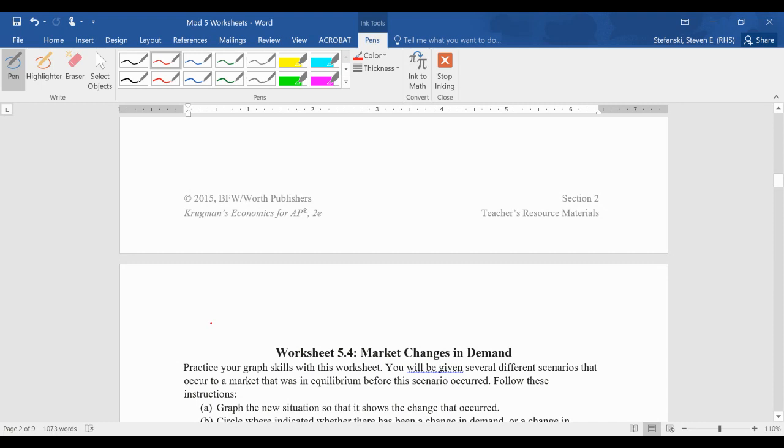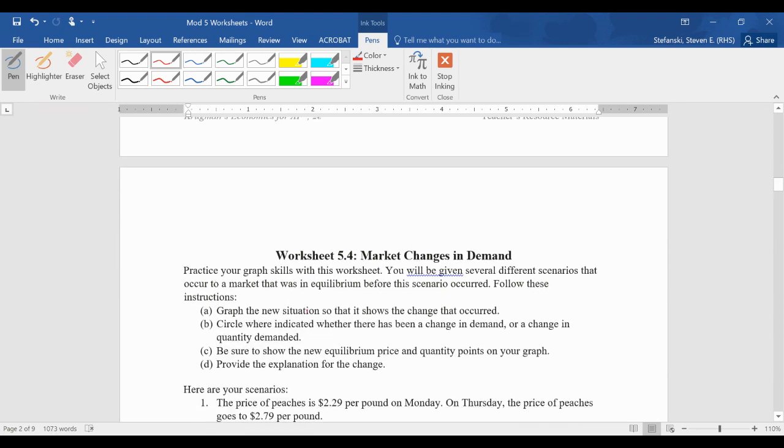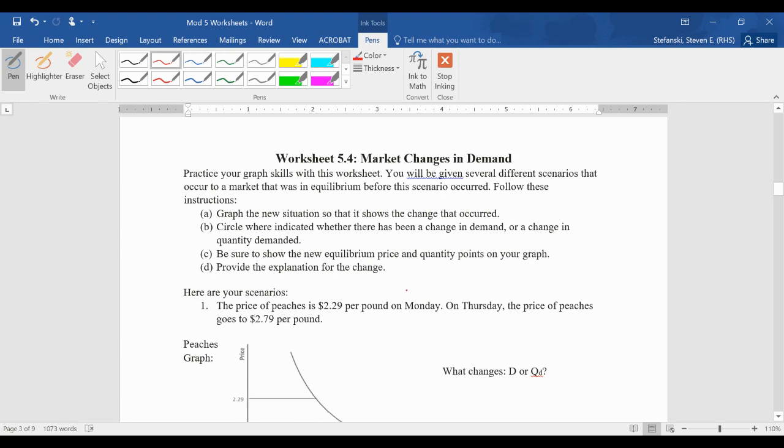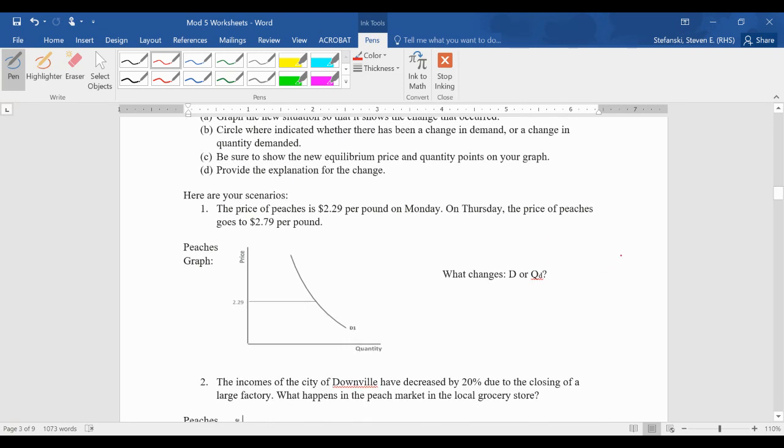Then that takes us to 5.4. This one says, practice your graphing skills with this worksheet. You're given several different scenarios. Graph the new situation, so it shows you a change that occurs. Circle whether it's a change in demand or a change in quantity demanded. Be sure to show the new equilibrium. The first one says the price of peaches is $2.29 on Monday, and on Thursday the price of peaches goes up to $2.79.